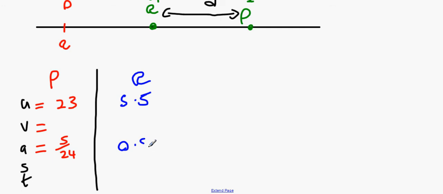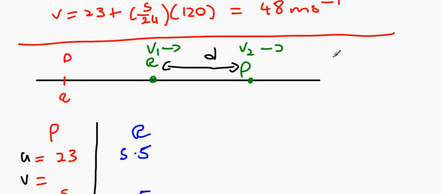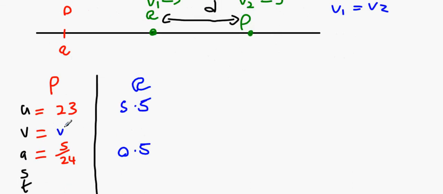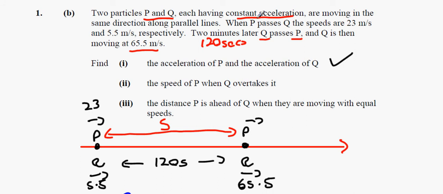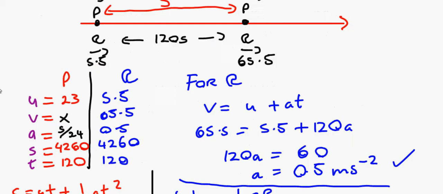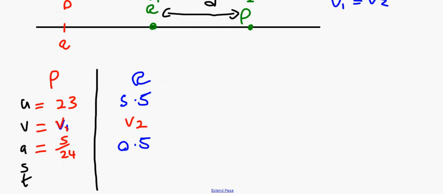Now, this isn't a lot of information to consider, okay? But what we do know is that V1 has to equal V2. So this is V1, red V1, and V2. So we know they have to be equal to each other. We also know that the particles start at the same time. When P passes Q, they start at the same point at the start of the question, so they both have the same time. So the time elapsed is the same. We're going to let T equal T.